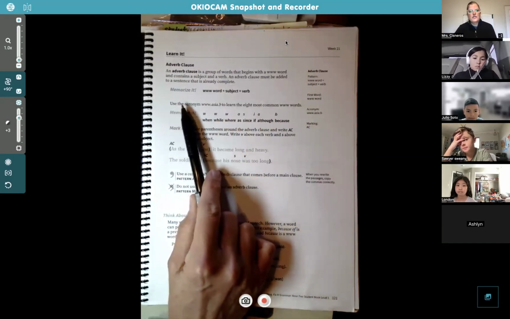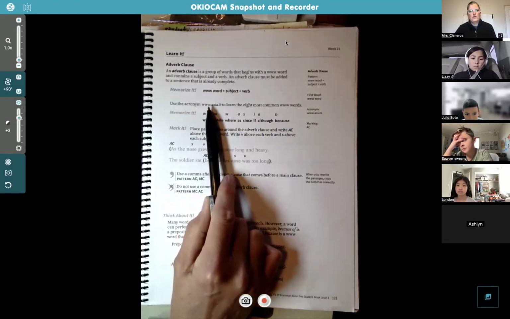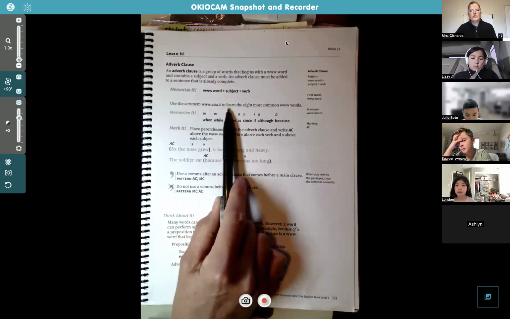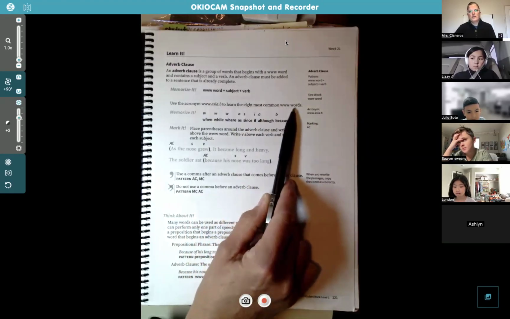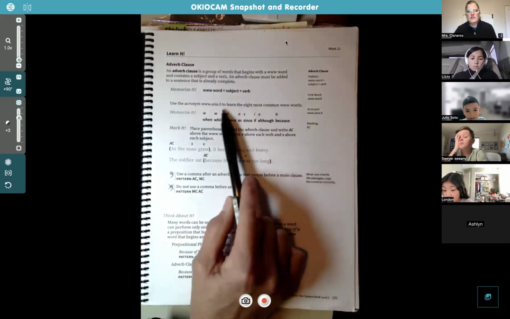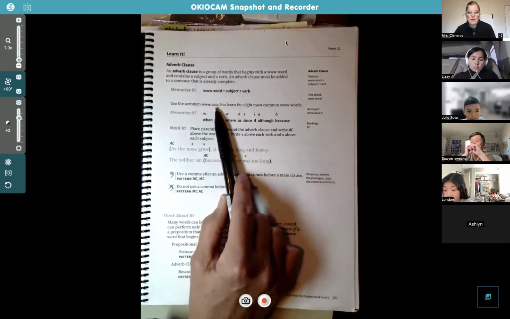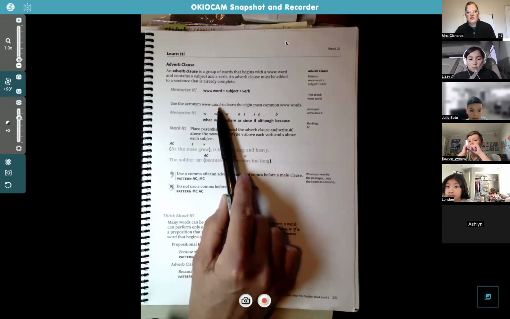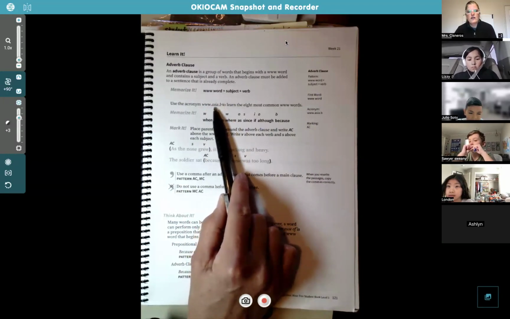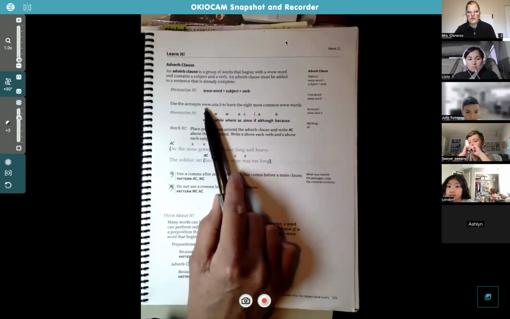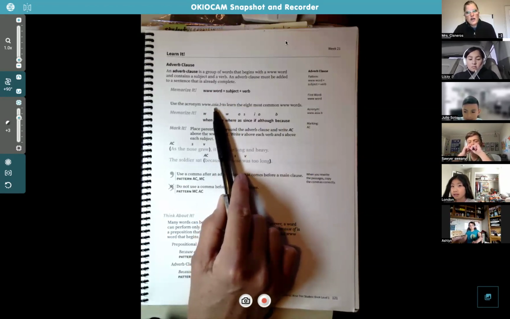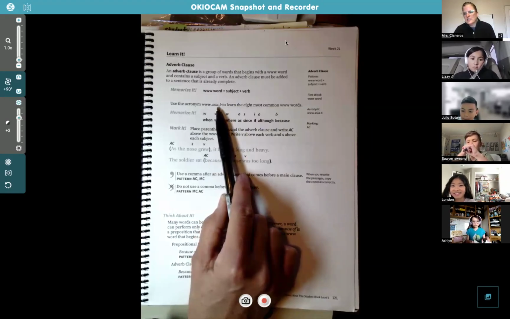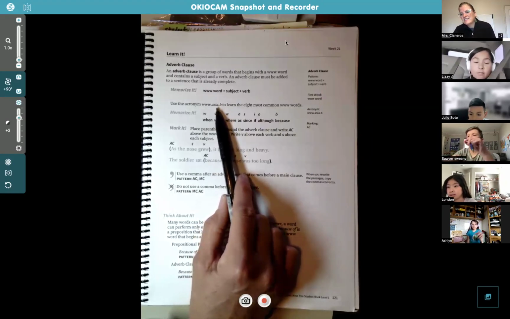So look right here. It says use the acronym www.asia.b to learn the 8 most common www words. Now, this is just a fun way for you guys to remember these words. It sounds like a website, huh? It sounds like you could look that up. Well, you can try, but it's just going to take you to the continent Asia. Hi, Ashlyn. I like your glasses. You look cute.